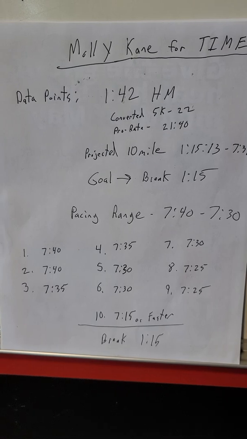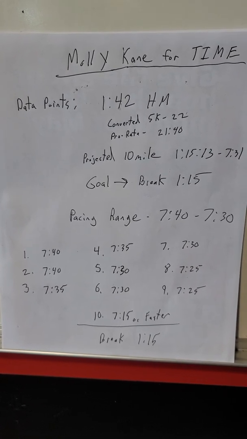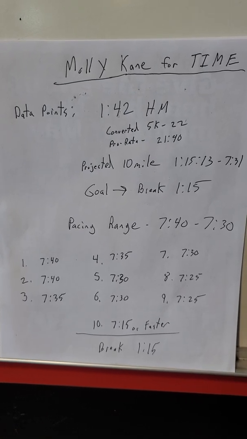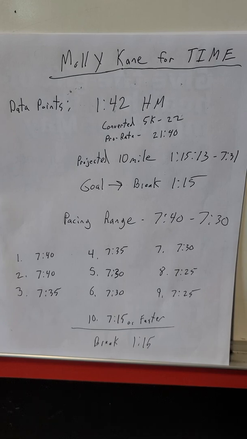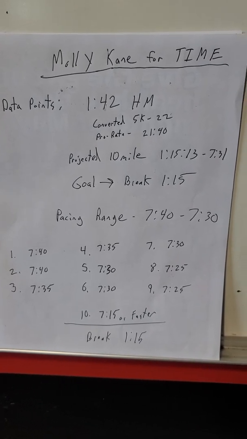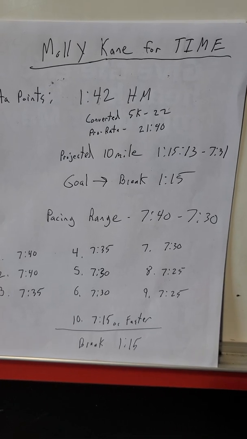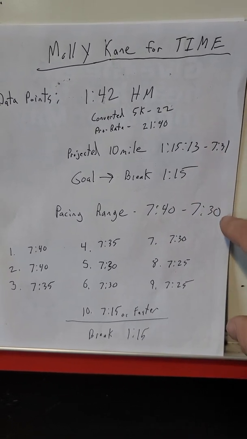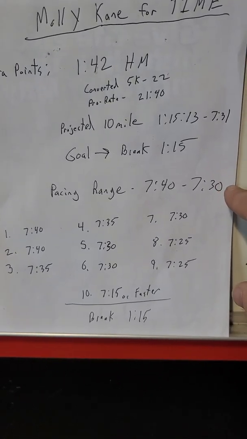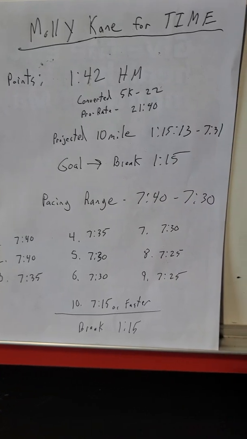You've got the 1:42, which converts to a 22 5K. We're going to prorate. And Molly's is a little different than what we had talked about, but this is the official. We're going to prorate her down to 21:40. Projected 10 mile, 1:15 and change, call it 7:30 pace, and our goal is to get under 1:15. Now with all of you guys, we're giving you a 10-second pace range. Her pace range is 7:40 to 7:30.